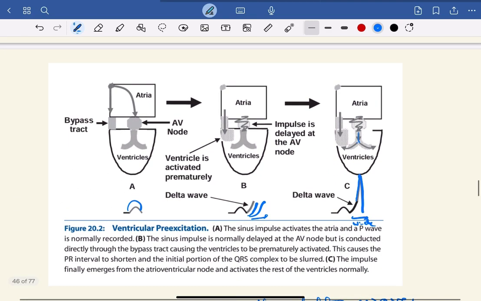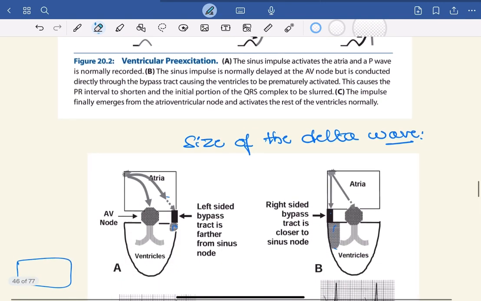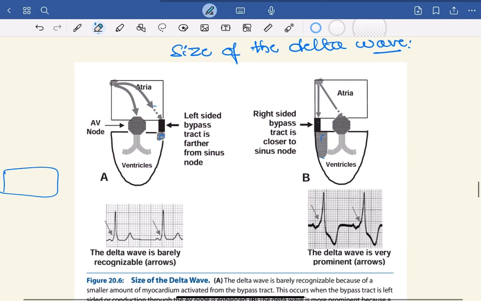So the size of the delta wave is based on the amount of ventricle pre-excited or pre-depolarized by the bypass tract, and that depends upon the location of the bypass tract. So let's look at the size of the delta wave. This bypass tract is present on the left side and this is present on the right side.